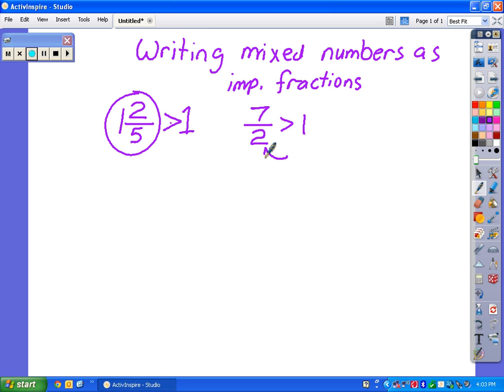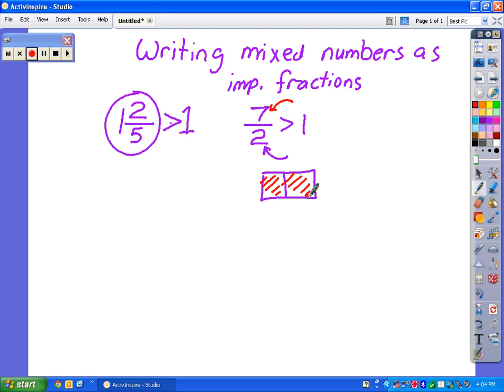If you remember what we know about fractions, the denominator tells us how many pieces the whole is cut into. Since that denominator is 2, our whole is cut into 2 pieces. The numerator tells us how many of those pieces we have. We have 7 of them. So I need to shade in 7 of those pieces. There's 1, there's 2. I don't have any more to shade in.